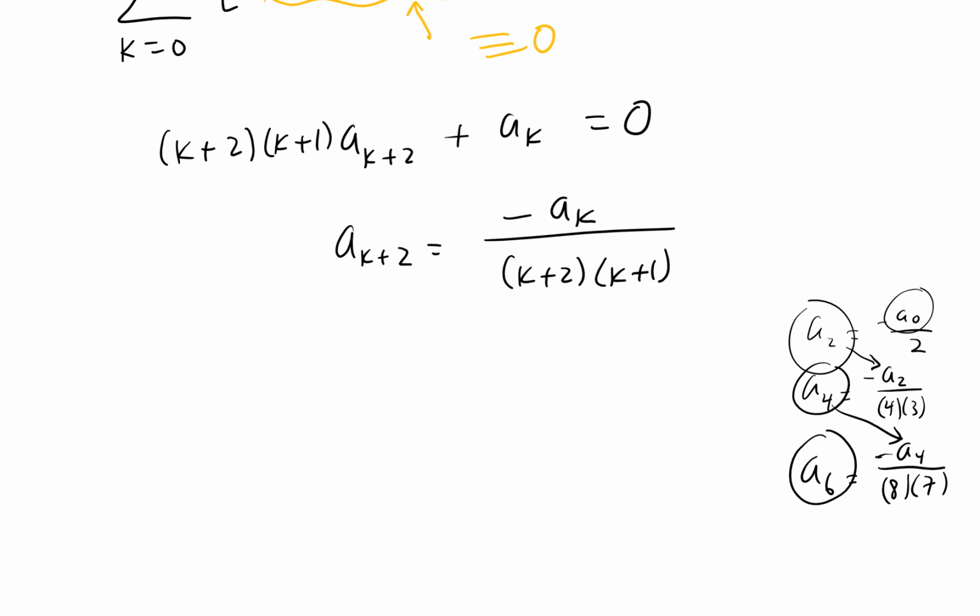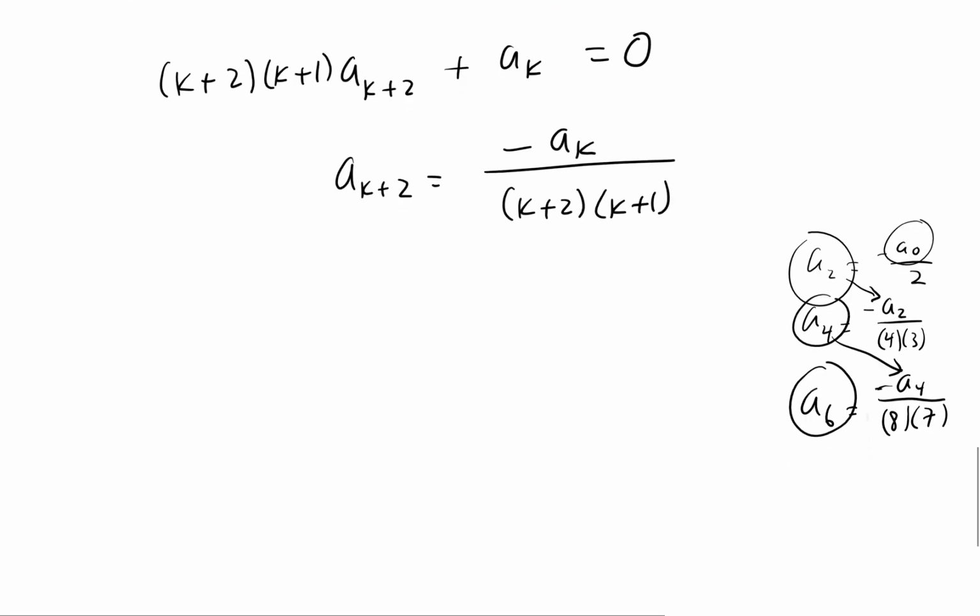What happened to the odd case? What happened to the odd case? If I take k equals 0, that's what I got. If I take k equals 1, that will give me a sub 3 is negative a1 over 3 times 2.